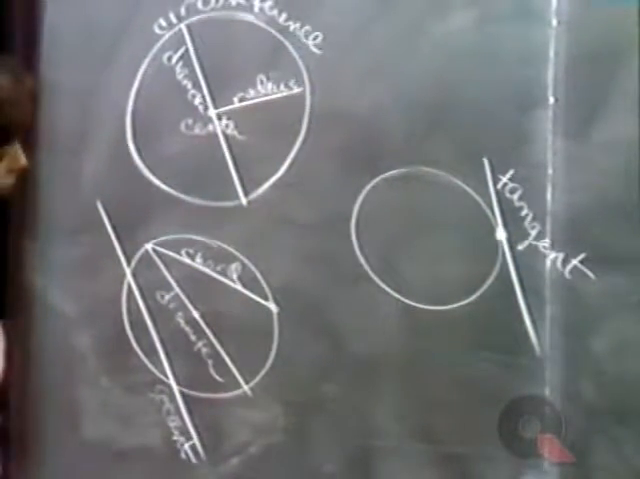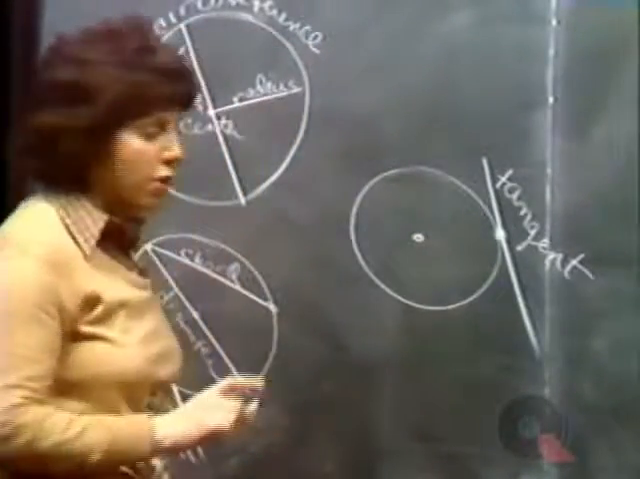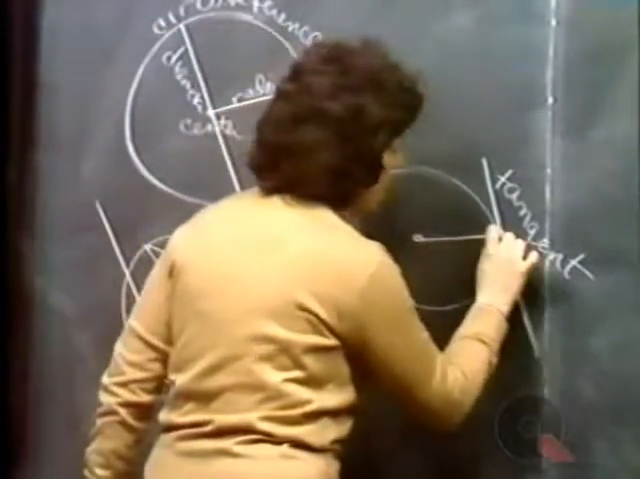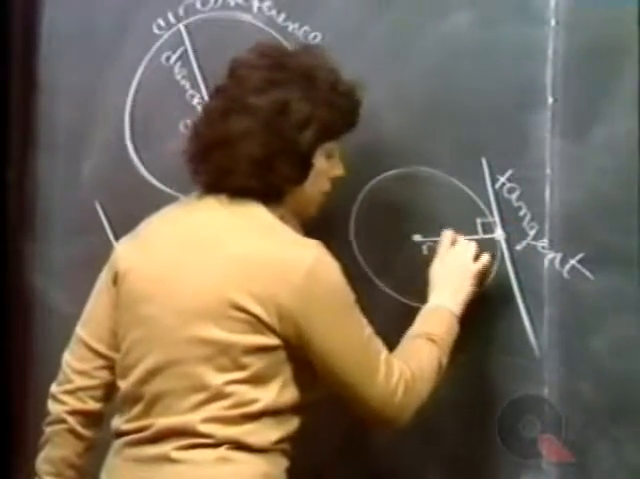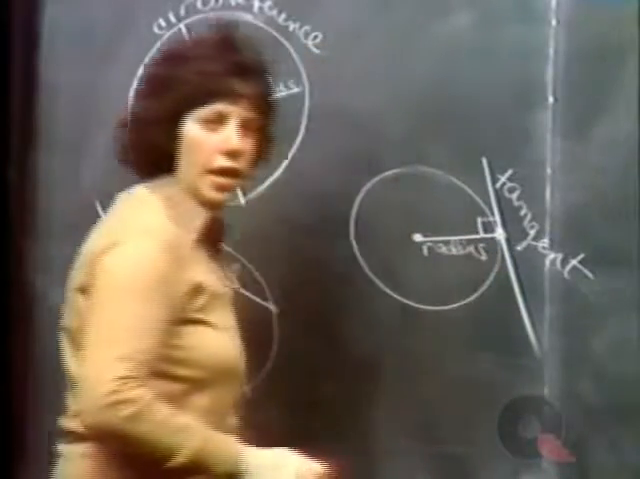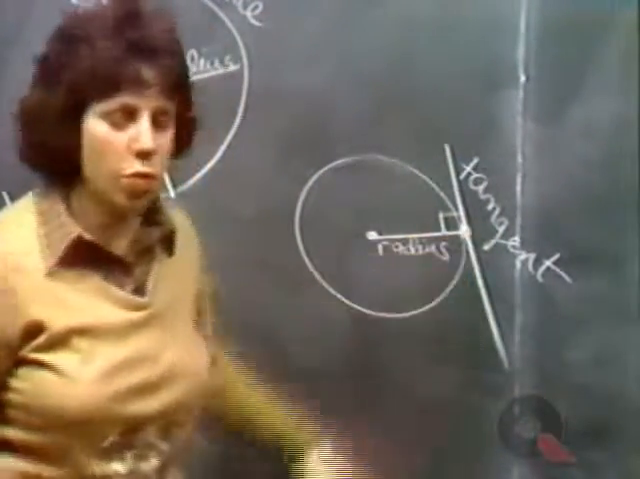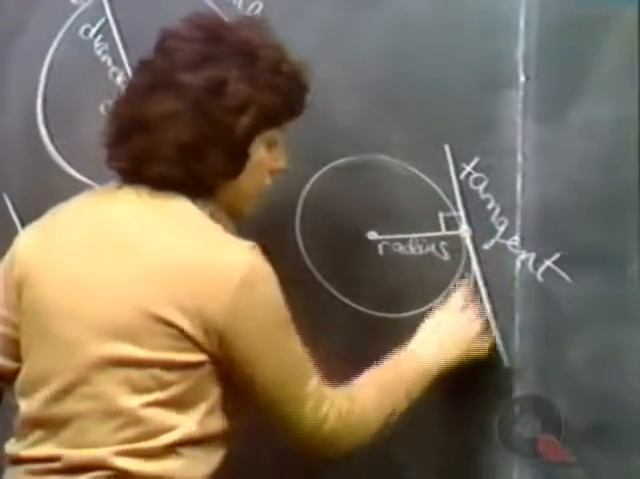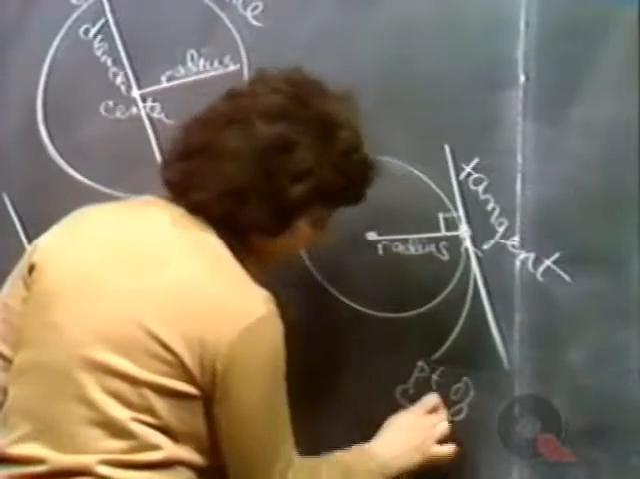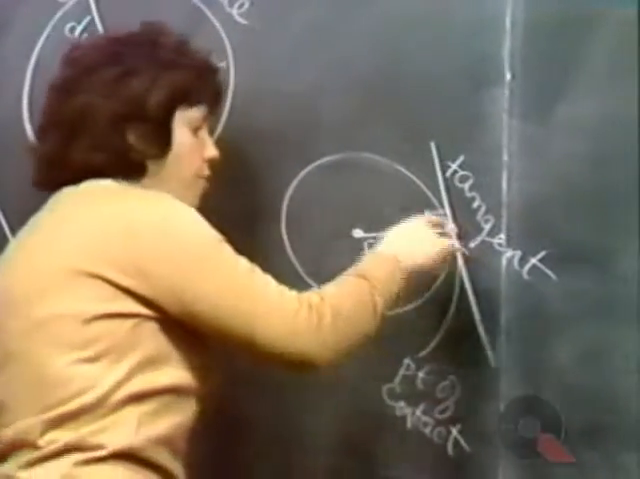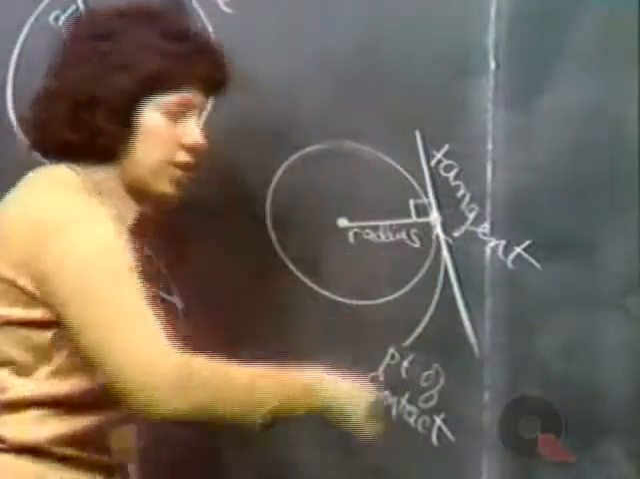An interesting thing about tangents is that the tangent happens to be perpendicular to the radius which is drawn to the point of contact. A tangent touches the circle at one and only 1 point, which we call the point of contact, or the point of tangency. The radius drawn to this point of contact is perpendicular to the tangent.